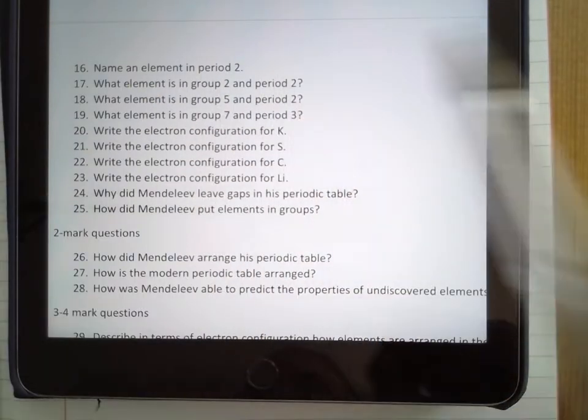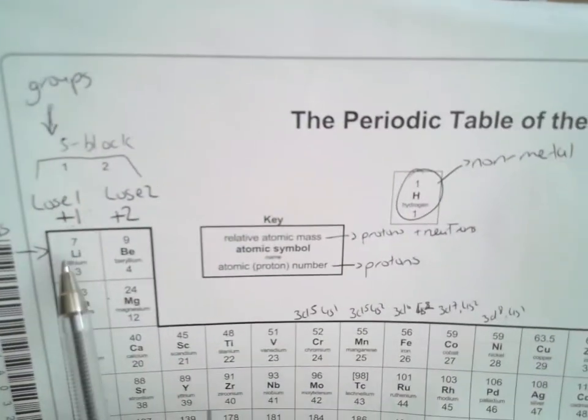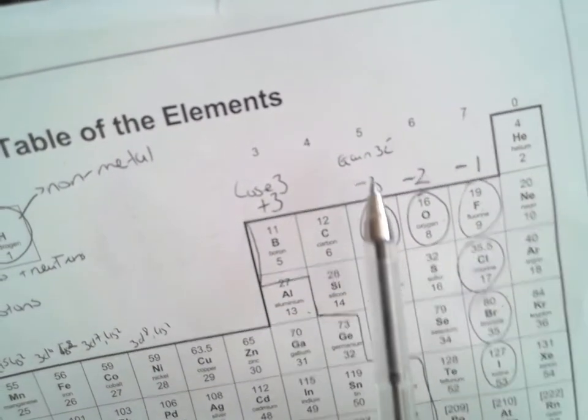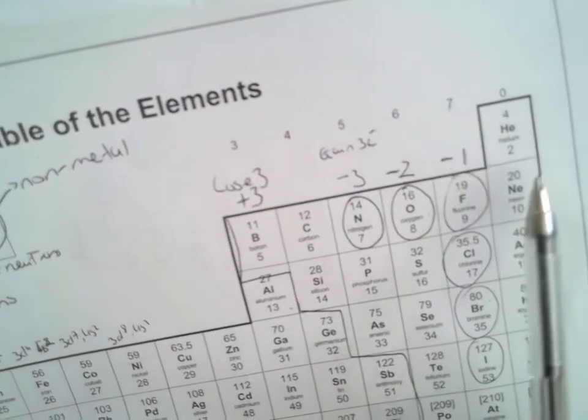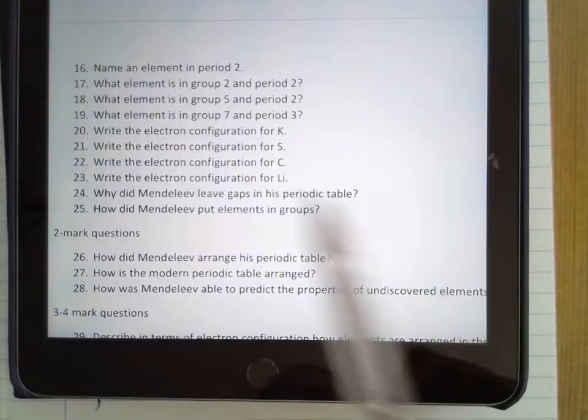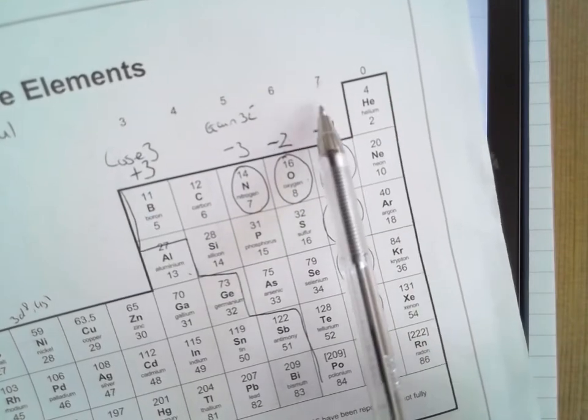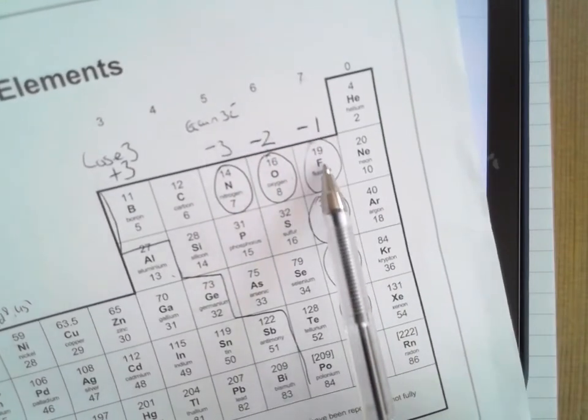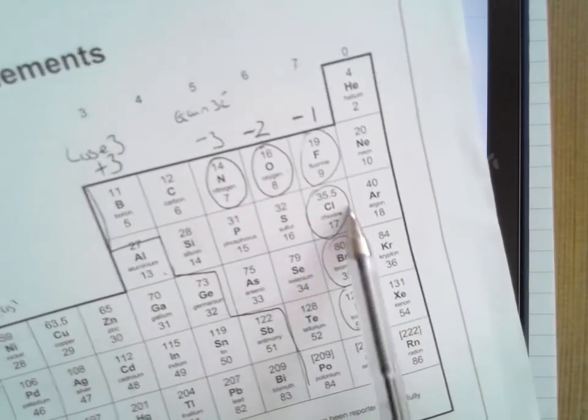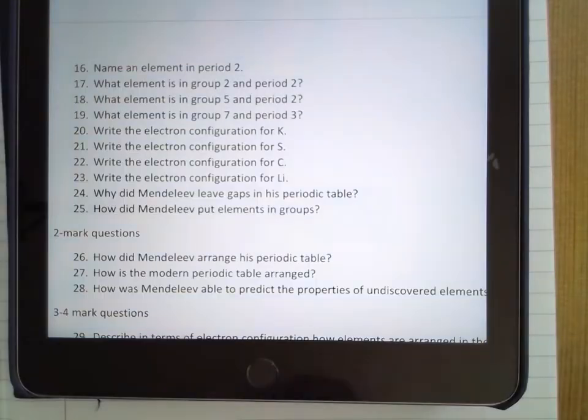For group 5, period 2, I'm going to stay in the same second row and I'm going to move across to group 5 and I'm going to see nitrogen. So group 5, period 2 is nitrogen. For group 7, period 3, okay, so I'm going to go to group 7, period 1, period 2, period 3. Group 7, period 3 is going to be chlorine.